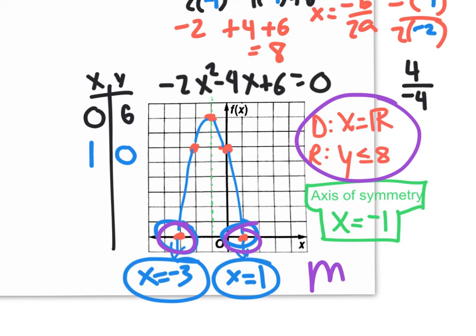Max. Why? Because obviously it's going up from left to right, reaches a max height, then comes back down. Now, what is the max value? The max value is negative 1, 8. It's the same coordinate as your vertex. And that's absolutely all there is to state about this parabola.